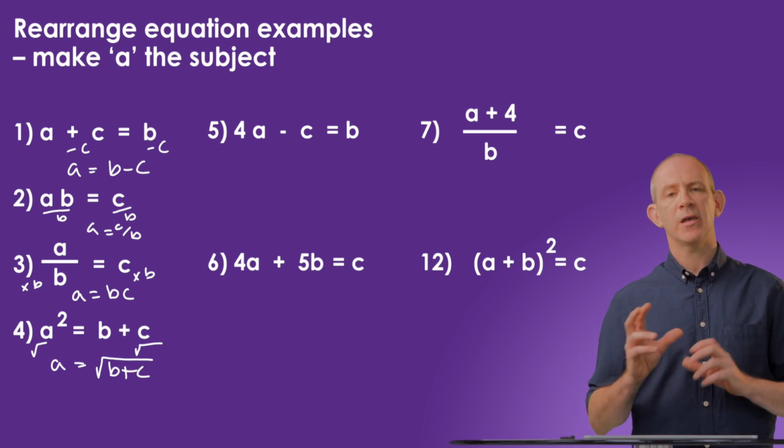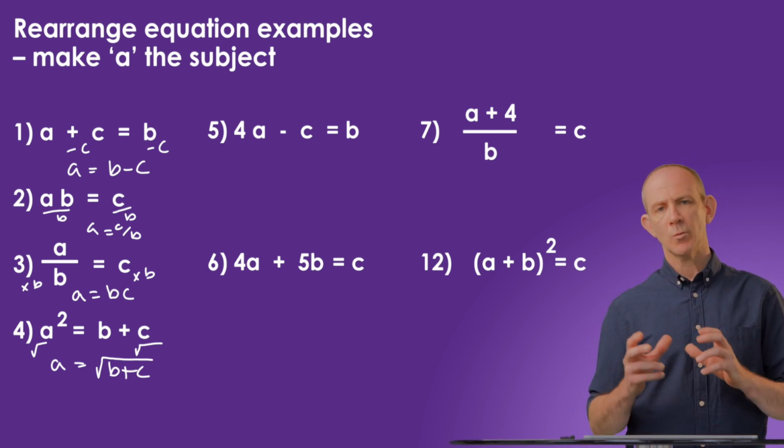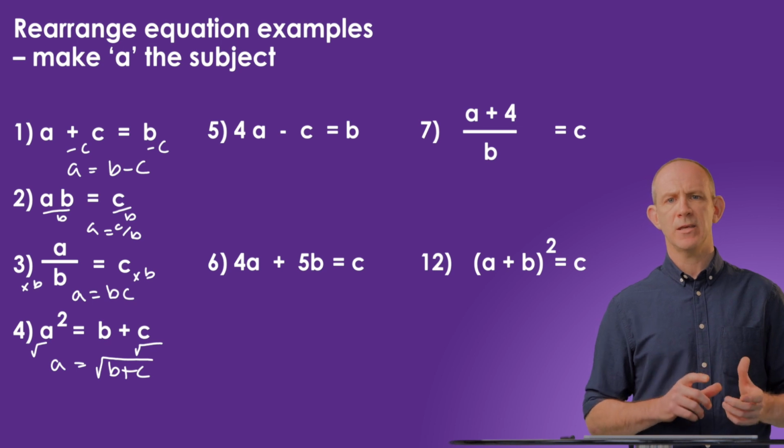In number 5, now here we've got two steps. We've got 4A minus C equals B.